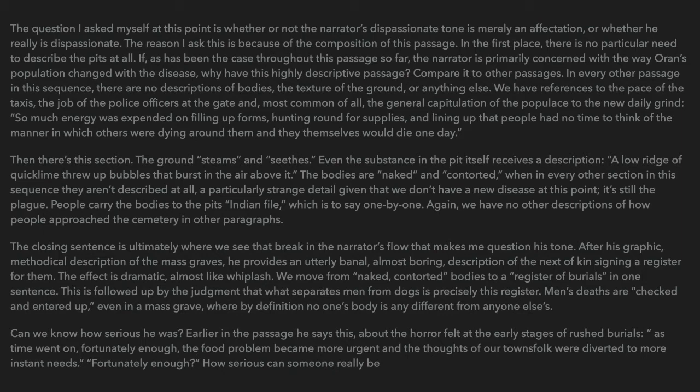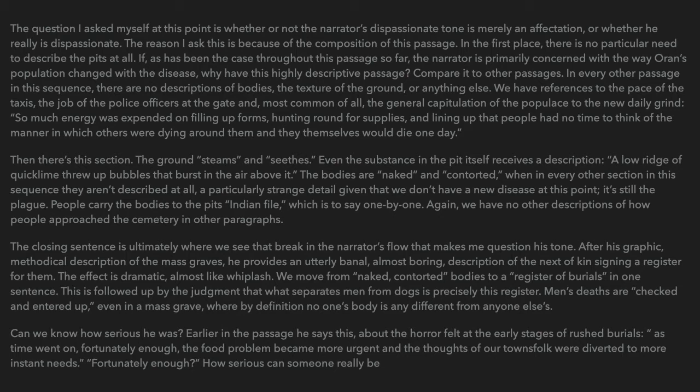I notice, for example, that unlike every other passage you're going to read, this one has descriptions like the ground that seethes and steams, that a low ridge of quicklime threw up bubbles that burst in the air above it. The bodies are naked and contorted, when in every other section in the sequence, there's no description of bodies. In fact, for the most part, they're hidden from view. They're in coffins, they're in trucks.